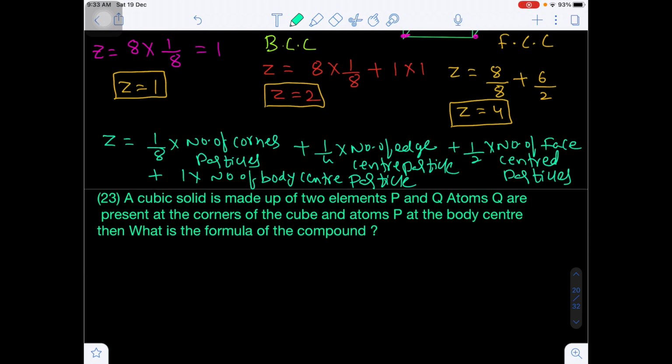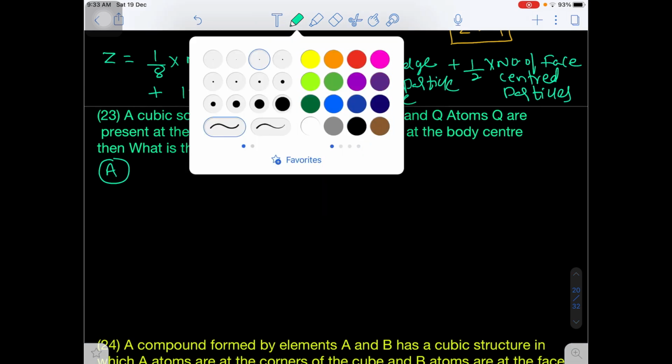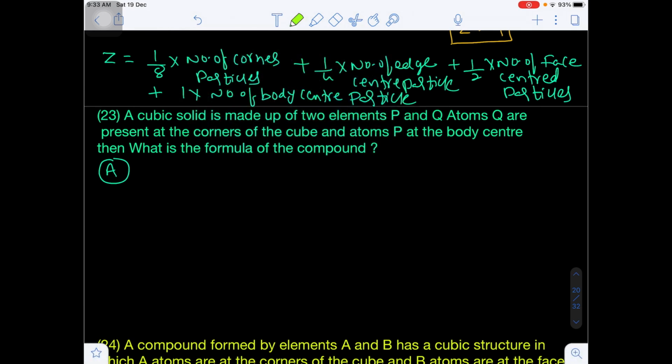Now there are some important questions regarding the calculation of the effective number of atoms per unit cell. This will be the first one, question number 23. A cubic solid is made by 2 elements P and Q. Atoms Q are present at the corner of a cube and atom P at the body center. So what is the location of atom Q? Atom Q is located where?